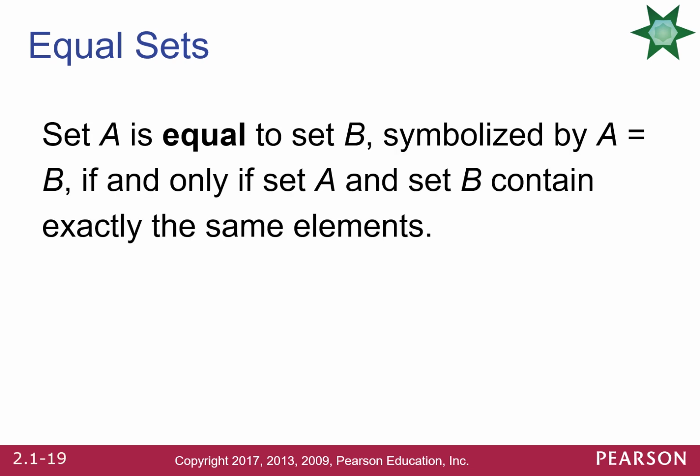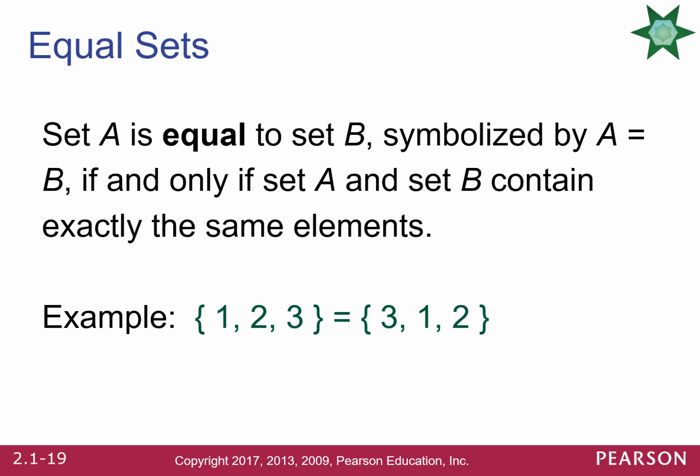Next is equal sets. What is an equal set? Set A is equal to set B, symbolized by A equals B, if and only if set A and set B contain exactly the same elements. Now, the elements may not be arranged in the same order, but if both A and B have exactly the same elements as well as the same number of elements, then they are considered to be equal sets.